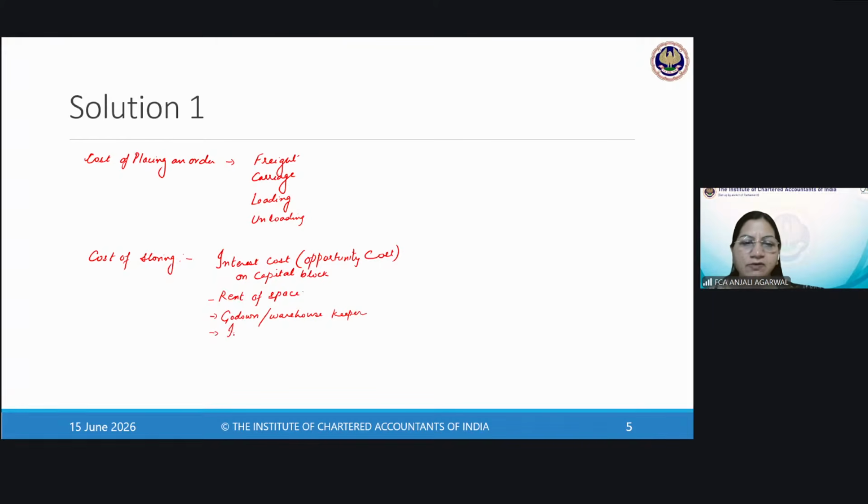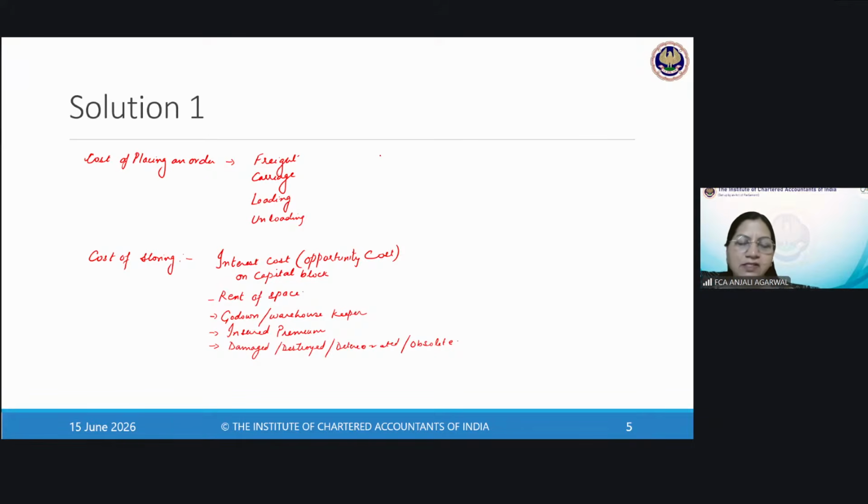You might have to get your goods insured. So the more raw material or inventory you keep, the insurance premium is another cost, which will also increase as the raw material increases. Then if you keep a lot of raw material, it may get damaged, destroyed, or deteriorated, or it may also become obsolete. So this is another cost that you incur when you keep a lot of raw material.